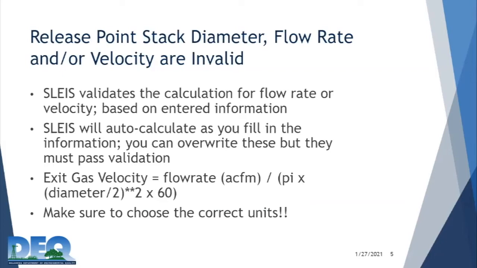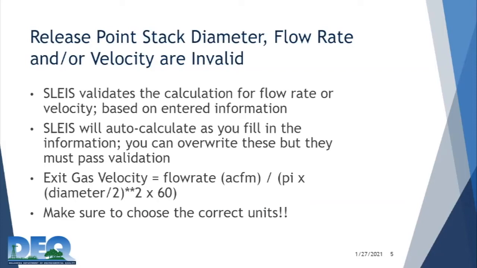The way you can break these down, the first bit will tell you where in the application the issue occurs. So in this case, it's happening on the release point. And then the rest of it is the actual issue that you're running into. In this case, our stack diameter, flow rate, and or velocity are invalid. So on this particular validation issue, SLICE is calculating the flow rate or the velocity based on the information that you have entered. If you're entering these from scratch for the first time, SLICE will auto-calculate as you fill these in. You can overwrite them, but they do have to pass validation.